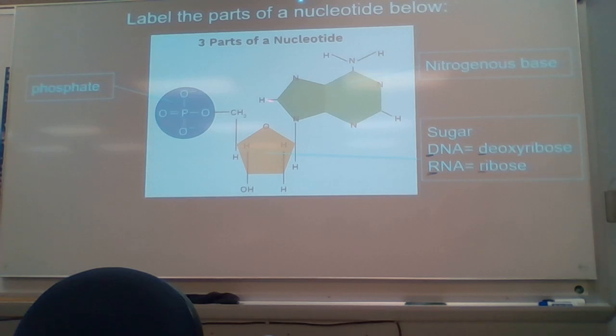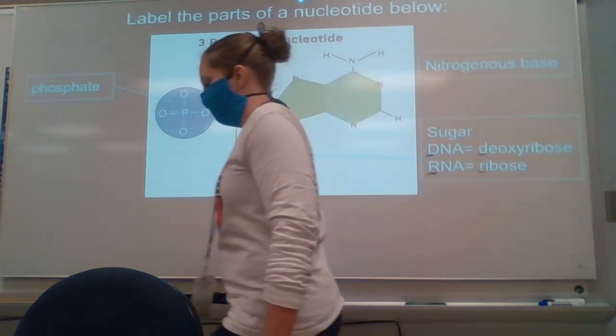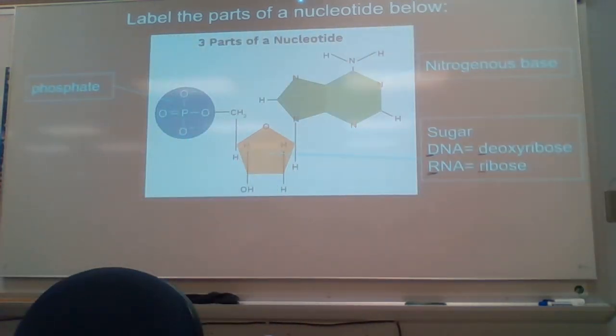The third part of that nucleotide is our base. Sometimes we just say base, but it's a nitrogenous base because it contains nitrogen. Usually we just say base though when we're talking about those, just because it's easier to say. Every nucleotide that you look at in DNA or RNA is going to have the same structure: a phosphate connected to a sugar, connected to a base.